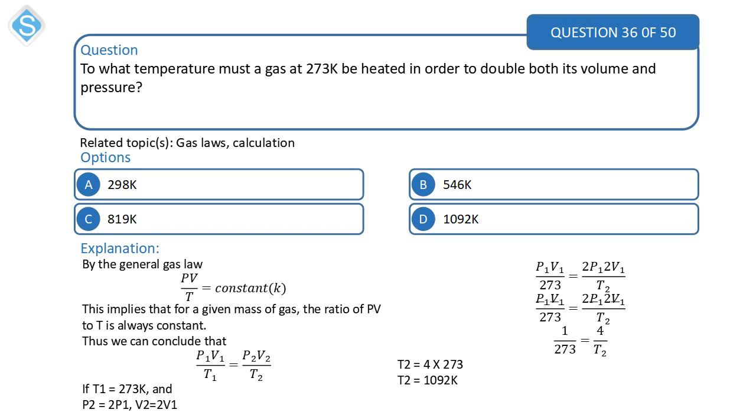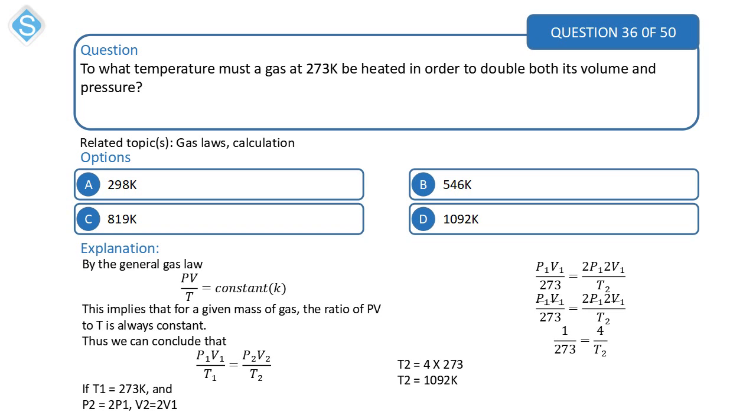Alright, this is a question on gas law. We'll be using our general gas equation here, where we have P1 V1 over T1 is equal to P2 V2 over T2. Now we know the initial volume and the initial temperature of the gas. This gas is originally at 273 Kelvin.